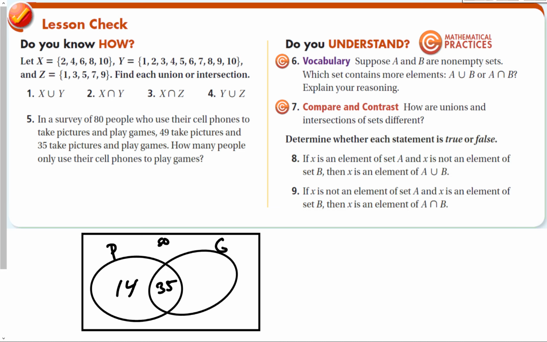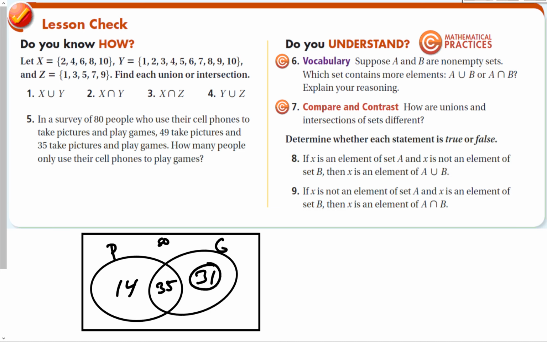There were 80 people in the survey. So we take 35, add it to the 14 to give me my 49, and then we just take 80 minus the 49 to give me 31 people in that group right there. So the question is, how many people only use the cell phone to play games? And that's these 31 people.